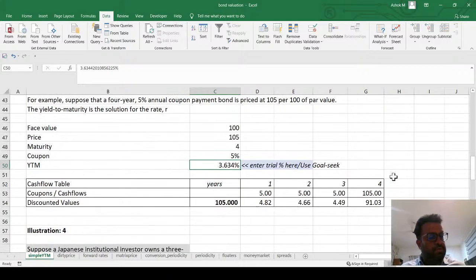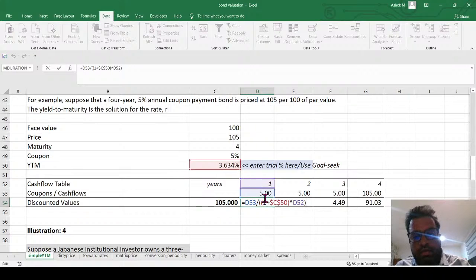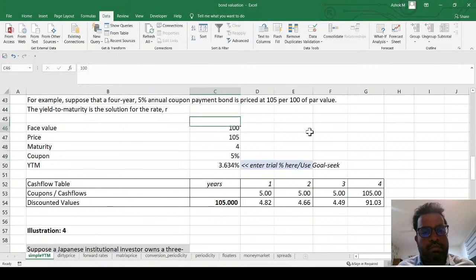3.634. I'm sure some of you know this, some of you don't know. So for the benefit of those who don't know, see, this formula is linked here. These coupons are divided by the discount factor, that is 1 plus this thing. So that's how it's linked. So the moment this number changes, this number changes, and then you get this reference. So this is the goal seek thing. If you are given the price, you can get your YTM. Set up the table. I mean, that's very important. Put all this data and set up this table, and you won't go wrong.